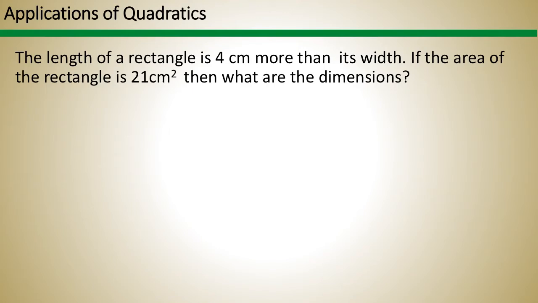So first question, the length of a rectangle is 4 centimeters more than its width. If the area of the rectangle is 21 square centimeters, then what are the dimensions? What are the length and the width? Okay, so two things I have here. I have the width, and we're just going to call that W.